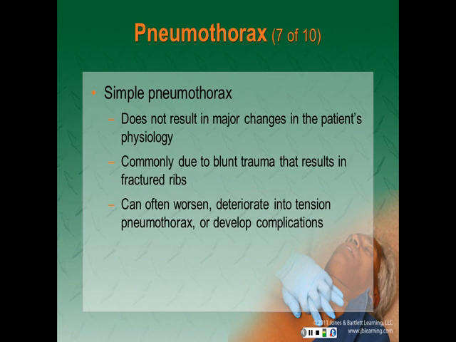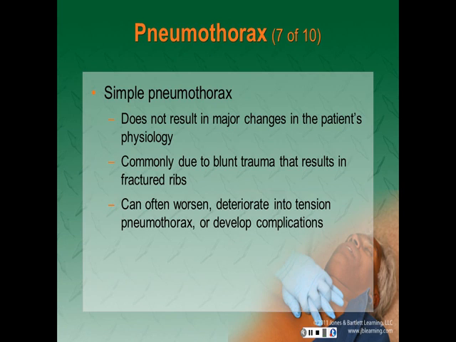A simple pneumo does not result in major changes in a patient's physiology. This type of injury is commonly the result of blunt trauma that results in fractured ribs. You will hear decreased breath sounds associated with significant lung collapse. Signs and symptoms include dyspnea, increased work of breathing, increased respiratory rate, tachypnea and accessory muscle use, and decreased oxygen saturation. Late findings include decreased breath sounds on the injured side, lethargy, and cyanosis.